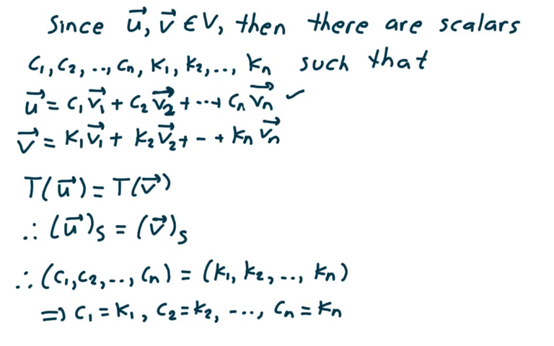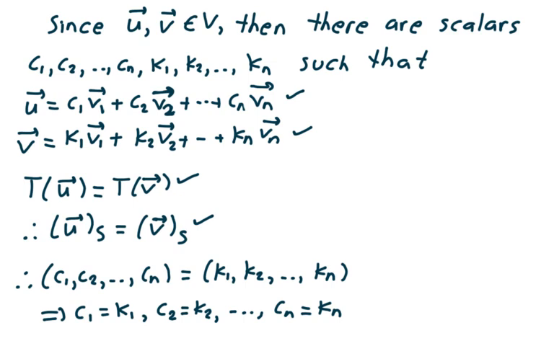Okay, and so in other words, u can be written as a linear combination of the vectors in S, and v can be written as a linear combination of the vectors in S. And moreover, it can only be done in a unique way. Okay, only one way. Now, remember, T of u is the same as T of v, which says the coordinate vector of u relative to S is the same as the coordinate vector of v relative to S.